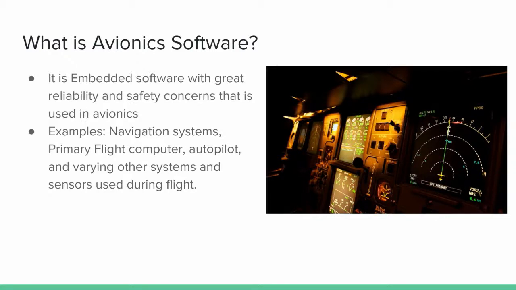Avionics software is embedded software with great reliability and safety concerns, and it is used in avionics, so in aircraft. Some examples of avionics software would be navigation systems, primary flight computers, flight control systems, autopilot, and varying other systems and sensors and gauges that you'll see in aircraft.